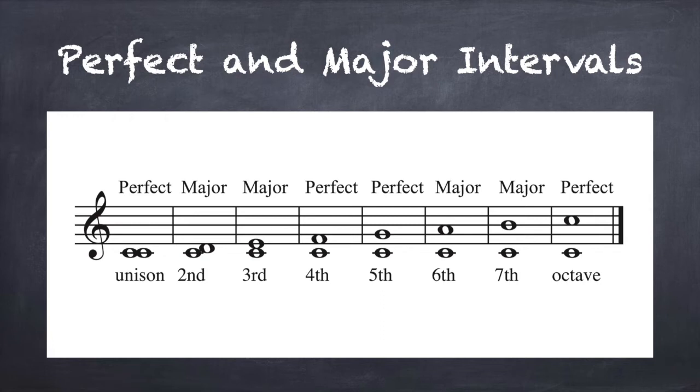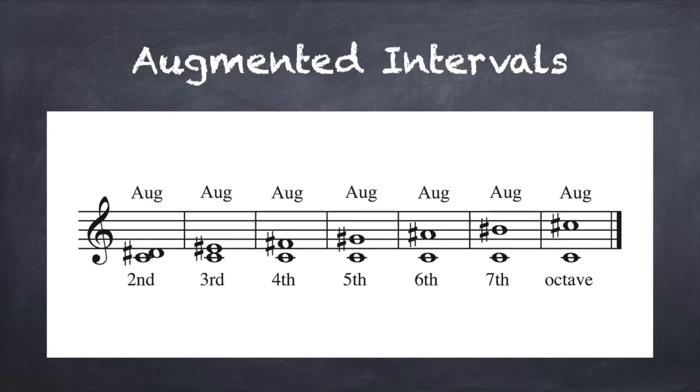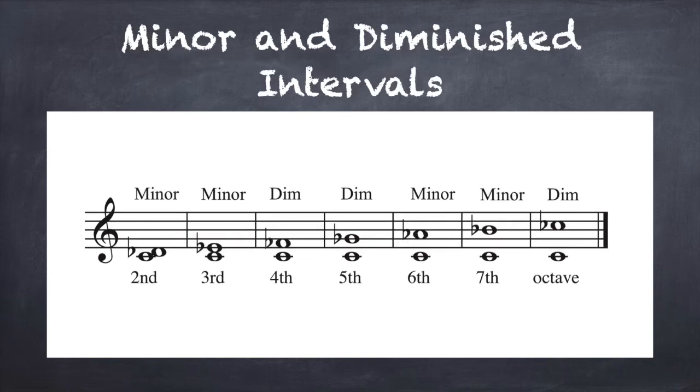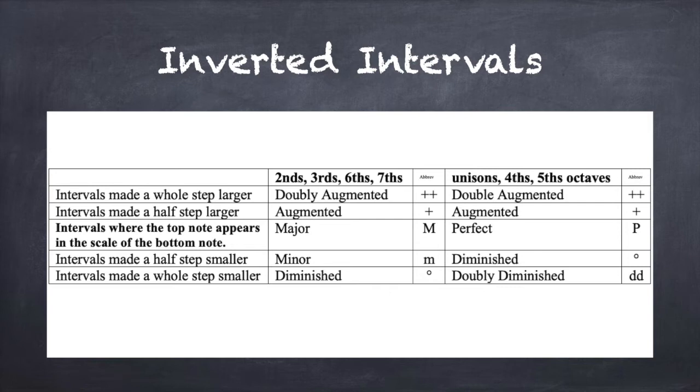third, sixth, or seventh. Any perfect or major interval may be made larger, augmented, by raising the top note a half step or lowering the bottom note a half step. Any perfect or major interval may be made smaller by lowering the top note a half step or raising the bottom note a half step. Major intervals become minor and perfect intervals become diminished when made smaller. This chart summarizes the quality of intervals when made larger or smaller and their common abbreviations.